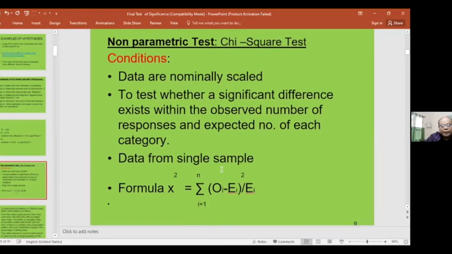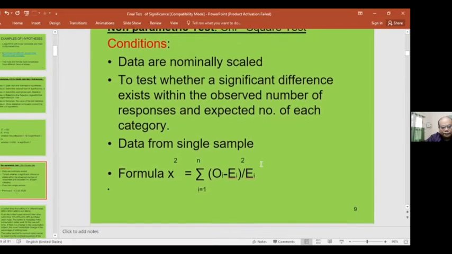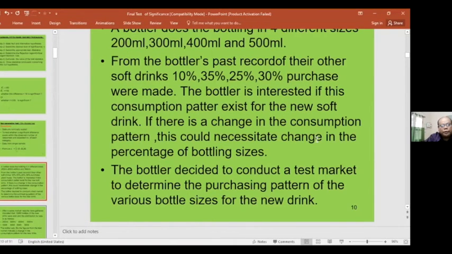This is for a single sample. For two samples, you will be considering the contingency table. For a single sample, it is simply the chi-square goodness of fit. So this is the formula. I indicates how many observations there are; if you have five observations, then i will be 1, 2, 3, 4, 5. N will be the total number of observations. Chi-square equals the sum of (Oi minus Ei) squared divided by Ei. This is the formula. Now you look at this question.